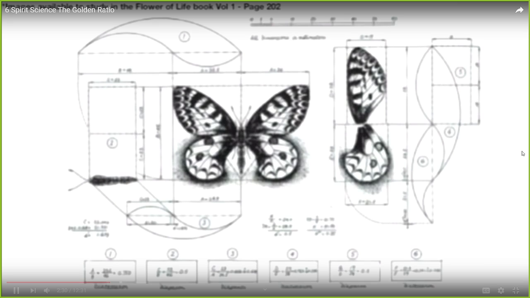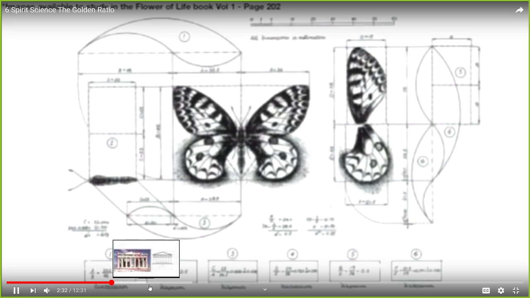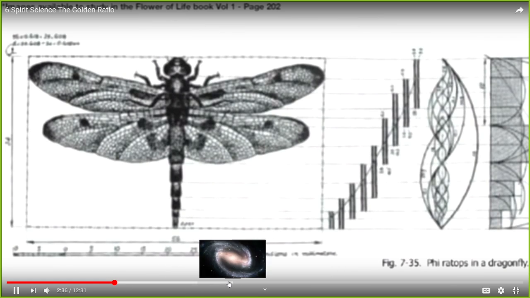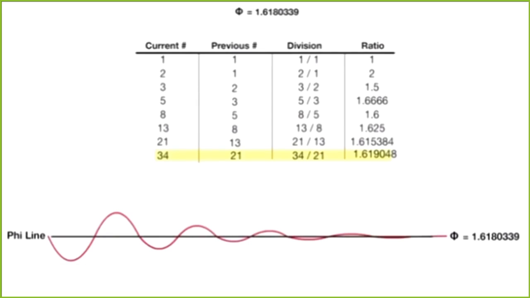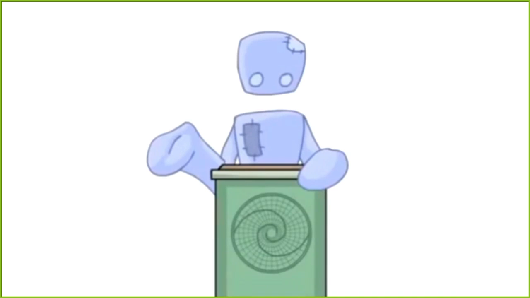Here is the phi ratio in butterflies. You can see this ratio everywhere, from the wing size to the body to the antennas. They're all phi ratios. Here's dragonflies. It's the same story. And closer every time, until eventually you can't even tell the difference. Because phi is an infinite number, this sequence will go on forever.